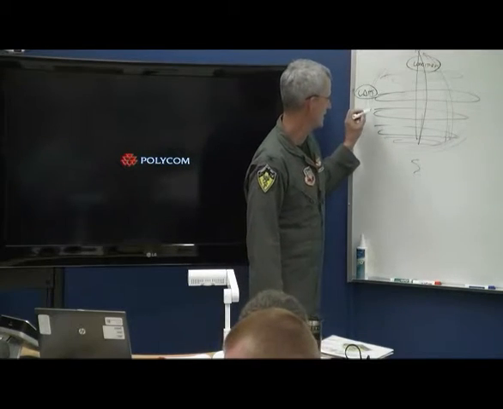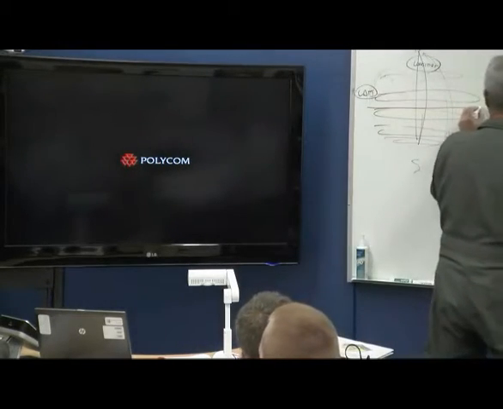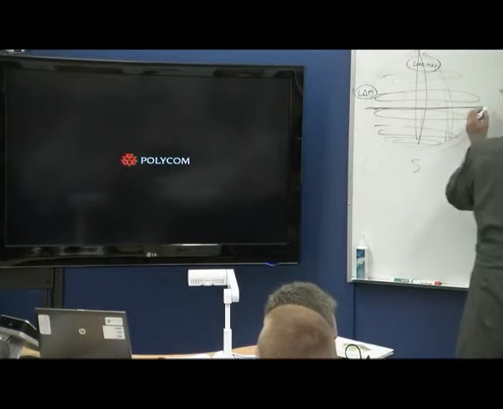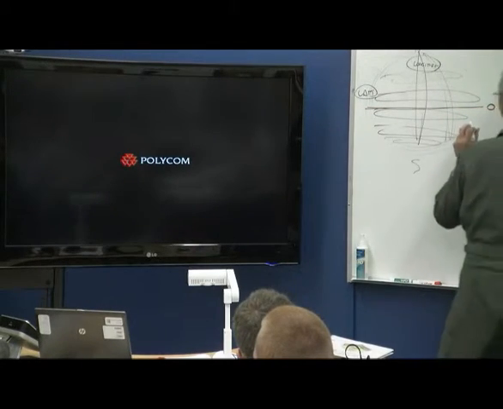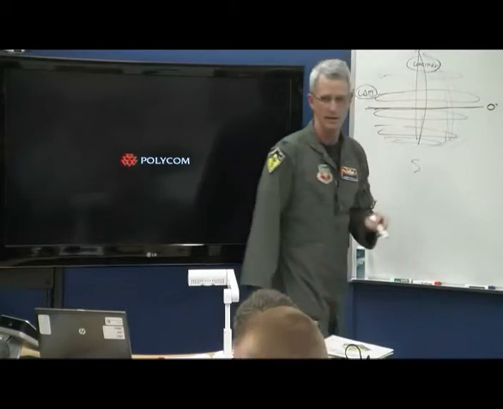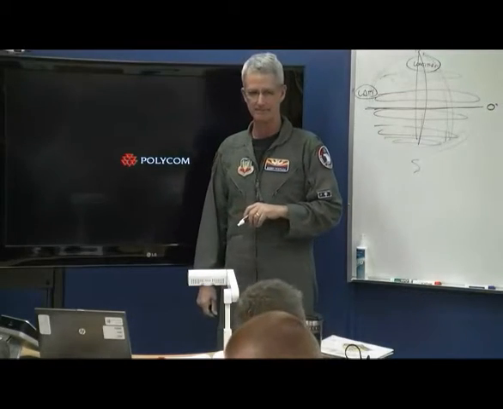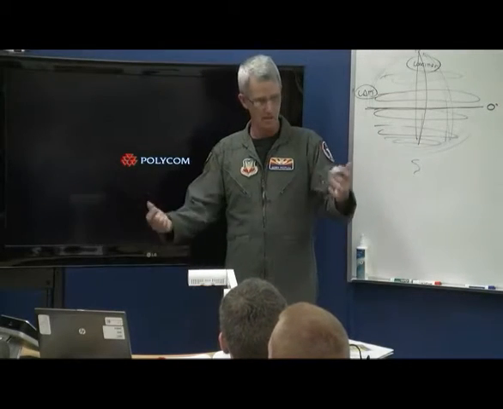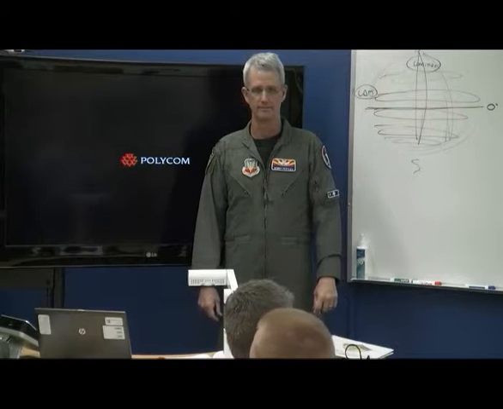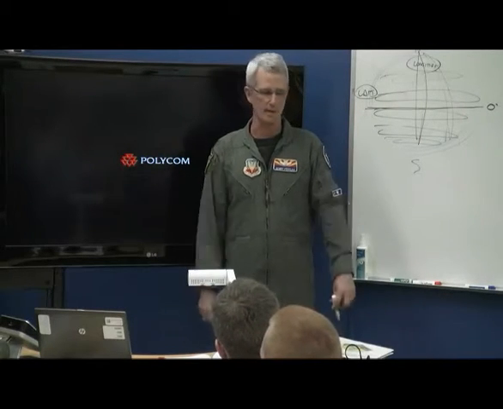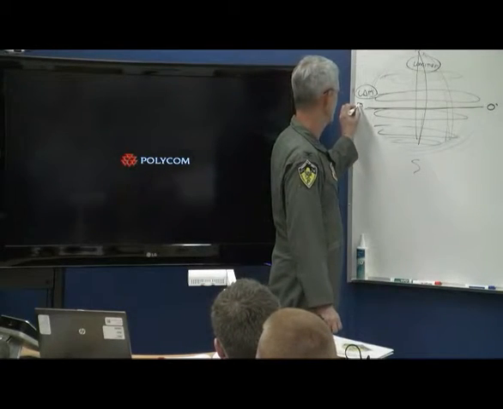Let's say I am sitting here on the equator, and this is the latitude. This is 0 latitude, right? On the equator. How long is that line? Around the world. How long is the equator? About 25,000 miles.